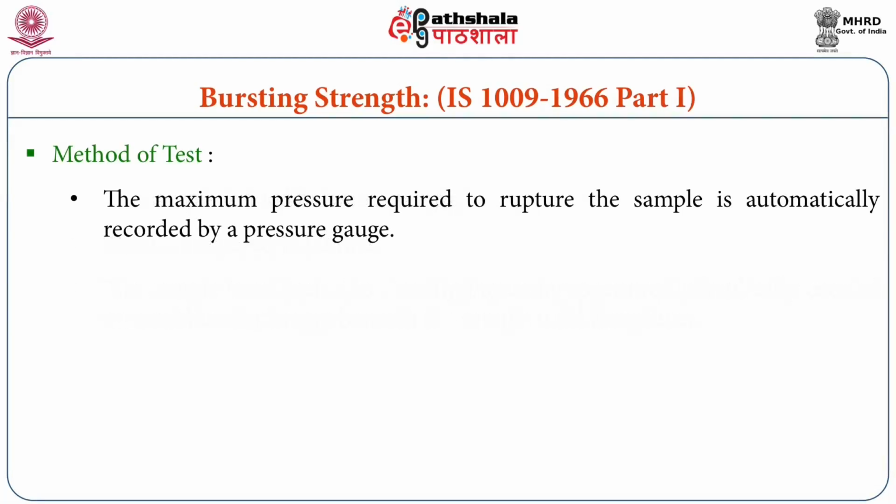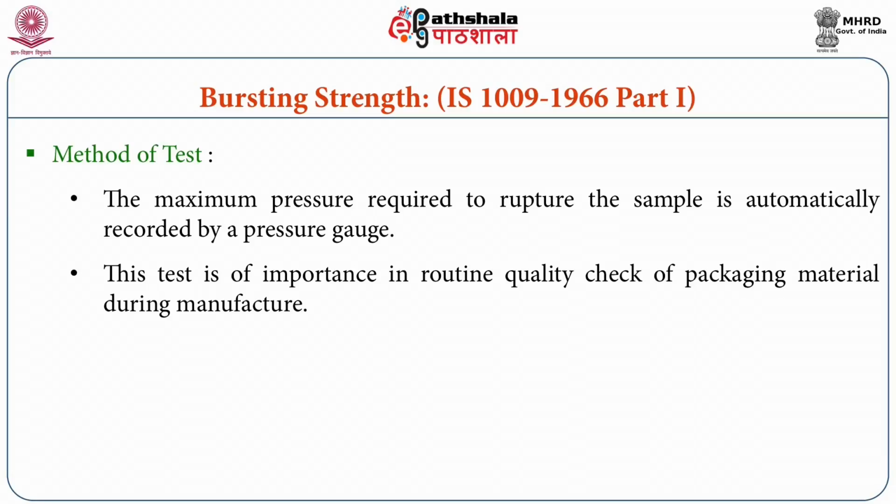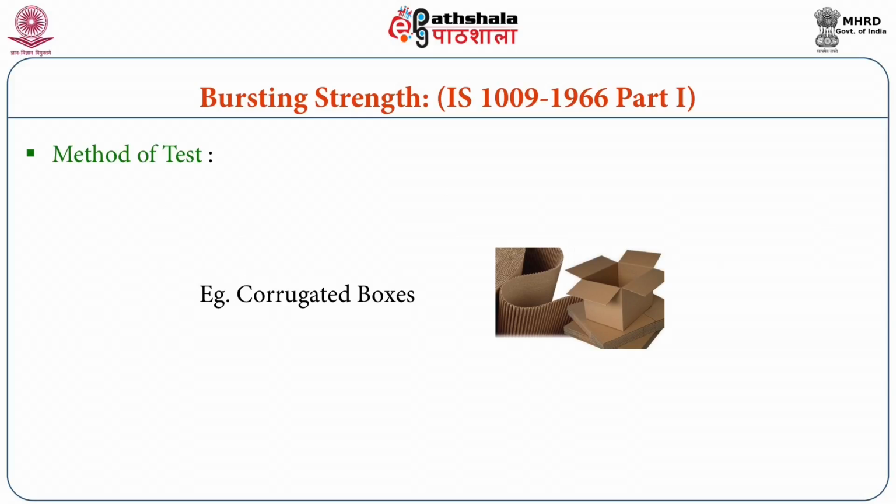The maximum pressure required to rupture the sample is automatically recorded by a pressure gauge. This test is important because it gives packaging material the property which is required during transportation. For example, the bursting strength also helps in deciding the strength of corrugated boxes.